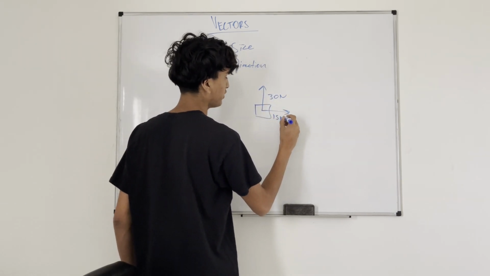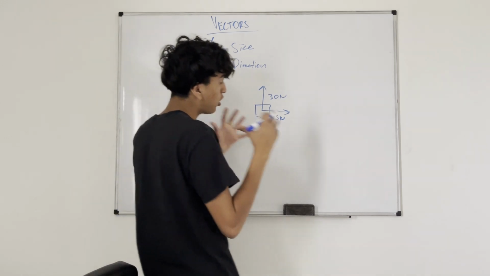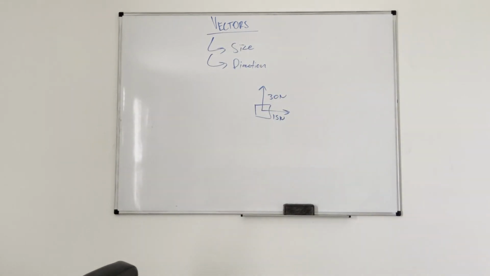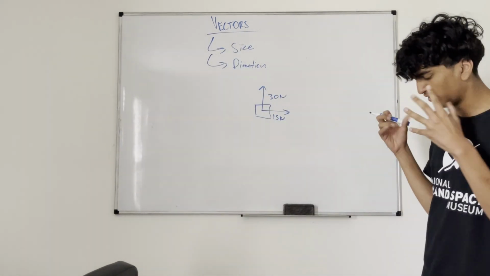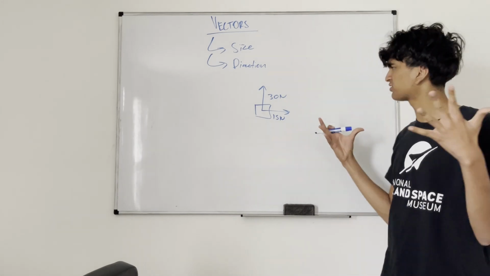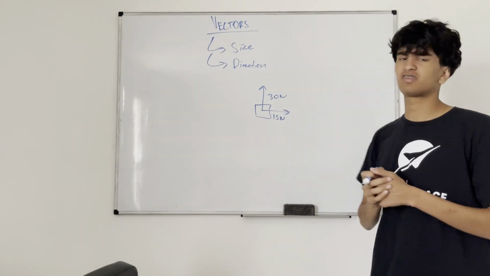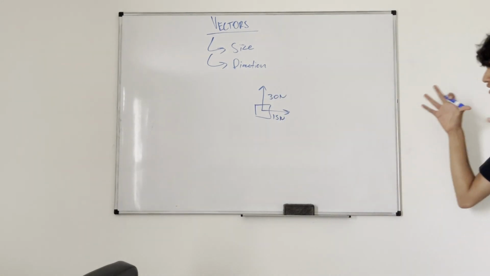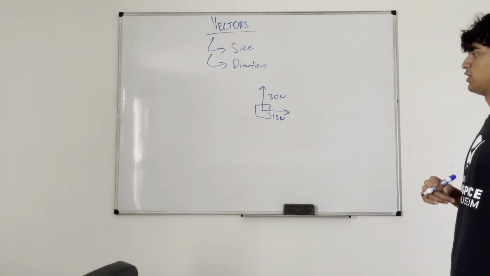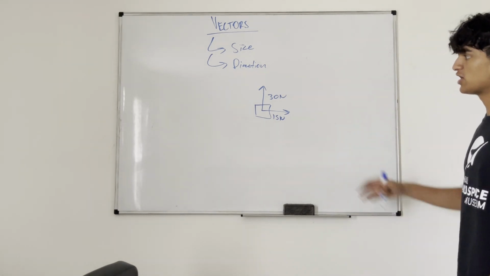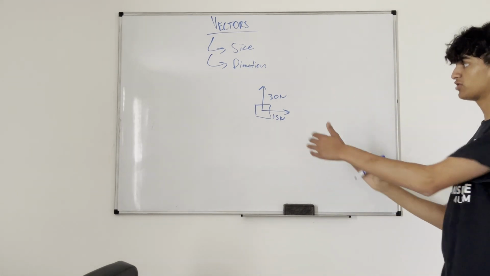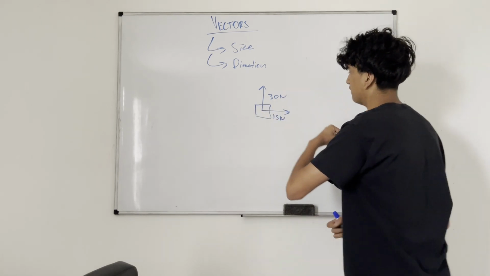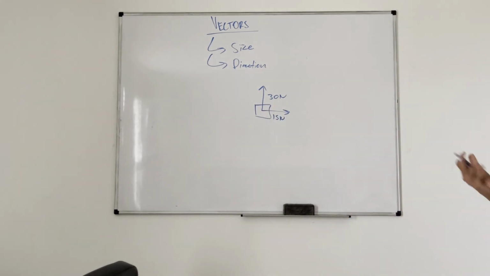15 newtons this way. What is the net force on the object? What is the total force on this object? You can think of the net force as the total force. And what you're really solving for is, you've got to add these two vectors, right? Because whatever these two vectors add to is going to be the answer.